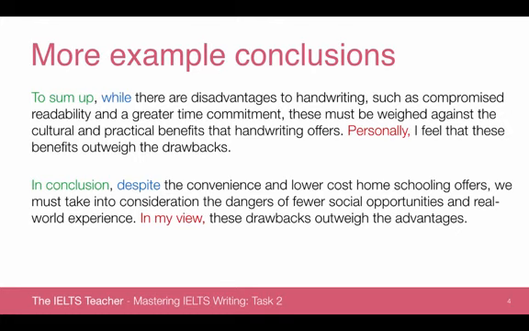So what we've got here is, again, we have a linking structure with the use of the word despite. So because we're using despite, we can look at both the pros and the cons within the same sentence, and it's very structurally cohesive. So the positives being convenience and lower cost of being taught at home, but the negatives being fewer social opportunities, making friends, and real-world experience. Combining those into the same sentence by using despite.